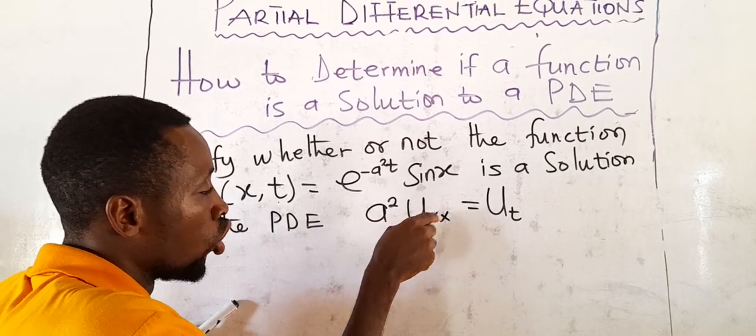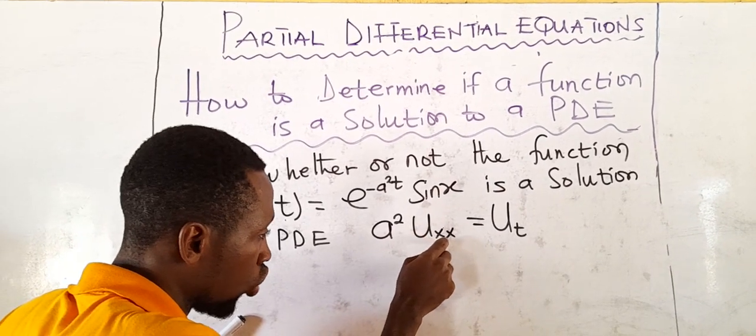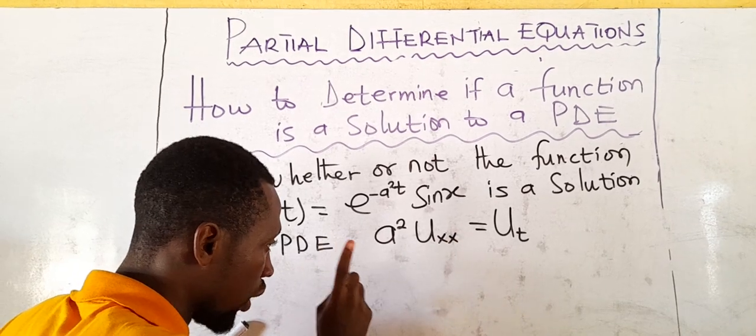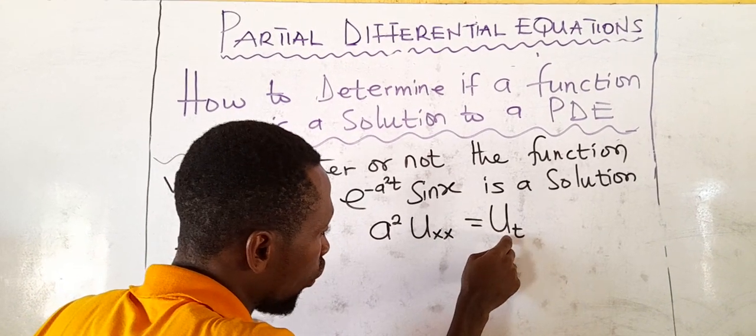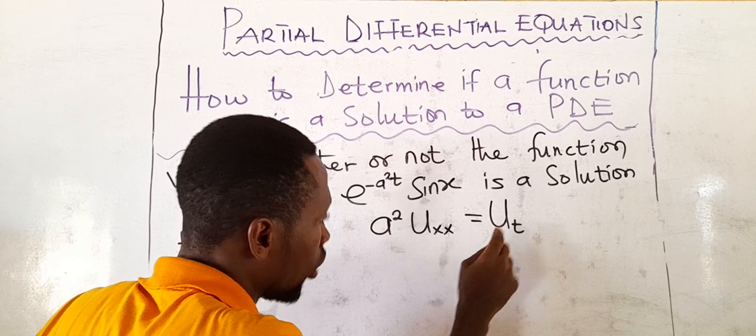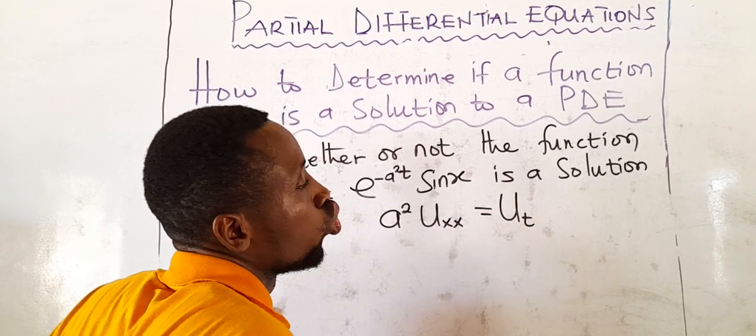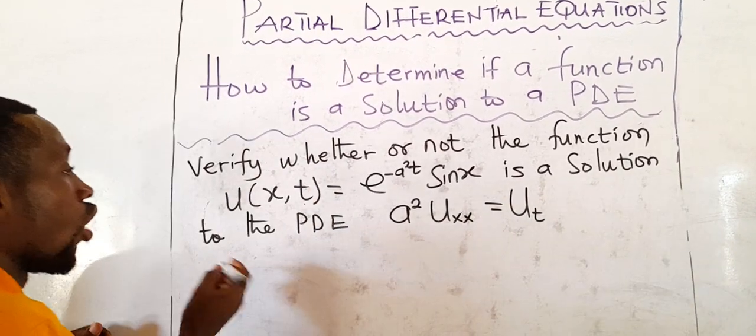First check the PDE. So we have the partial differentiation of u with respect to x twice. First, check that. Then we also have the partial differentiation of u with respect to t. So we need to find those two. So now what's our function?